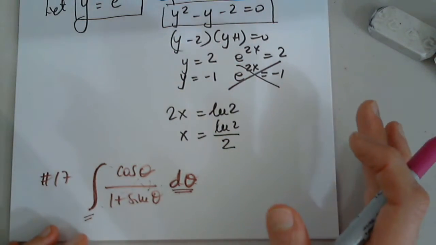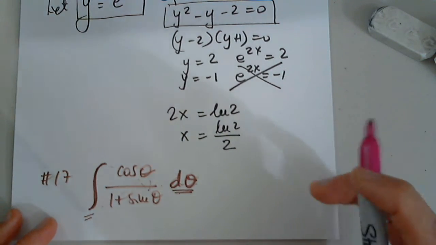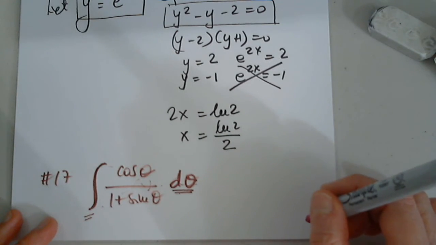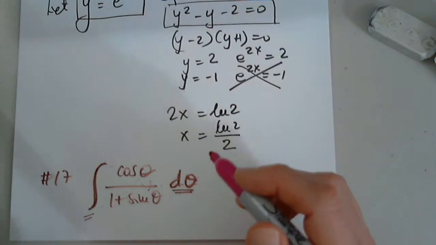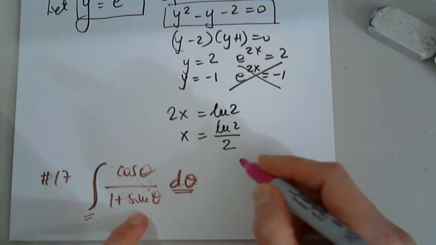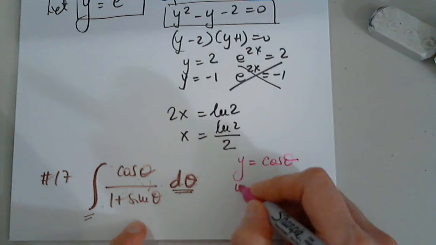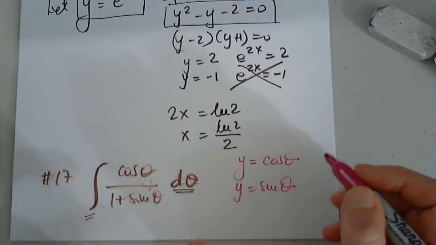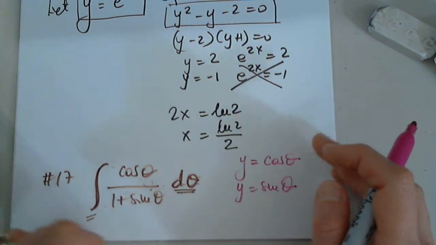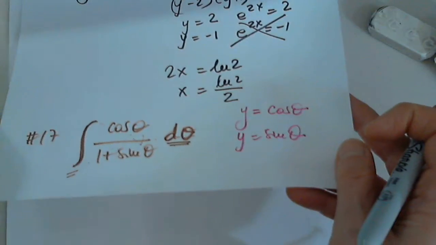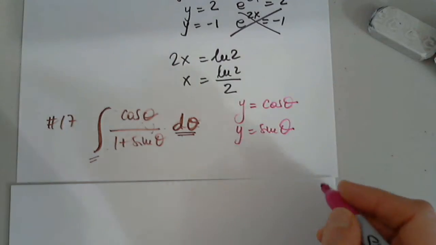Sometimes you may find two or more different substitutions that work. You may even get two different functions, but when you differentiate both sides you will get the same thing, so it's possible. In this case there are basically two options: let y be cosine theta or y be sine theta. Don't write them yet. How do I make a decision which one works? At the beginning, I may not be able to make a decision right away. So let's say I don't know which one works.